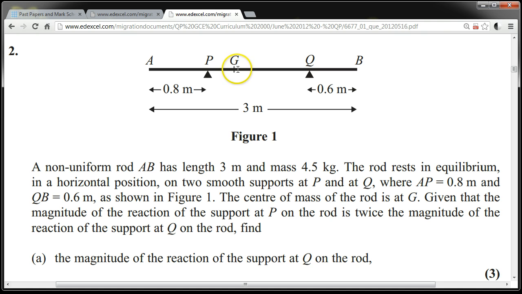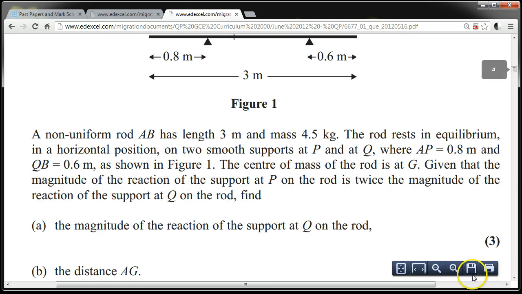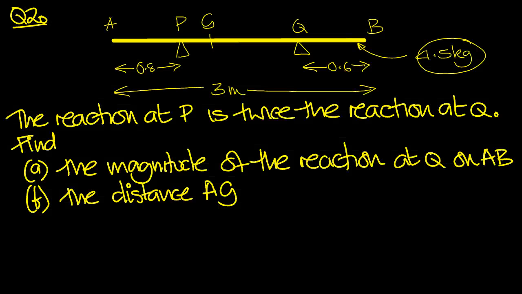Given that the magnitude of the reaction of the support at P on the rod is twice the magnitude of the reaction of the support at Q on the rod, find the magnitude of the reaction of the support at Q on the rod and the distance AG. So that's the question then. I've got it in summary form here. So let's have a little look at it.